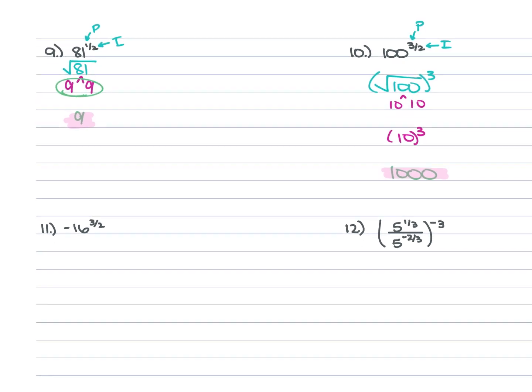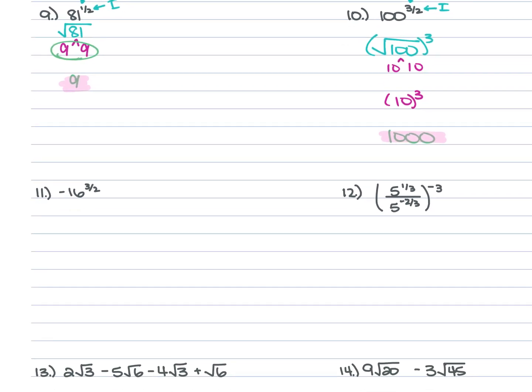For number 11, you have negative 16 to the power of 3/2. Now, this negative 16 is the opposite of 16 to the power of 3/2. So that means that you would literally have parentheses around that 16 to the power of 3/2. That negative is not attached to the 16. So do what you have to do with that 3/2 to just the 16 first. If it was attached to the 16, that negative, the entire thing would be in parentheses.